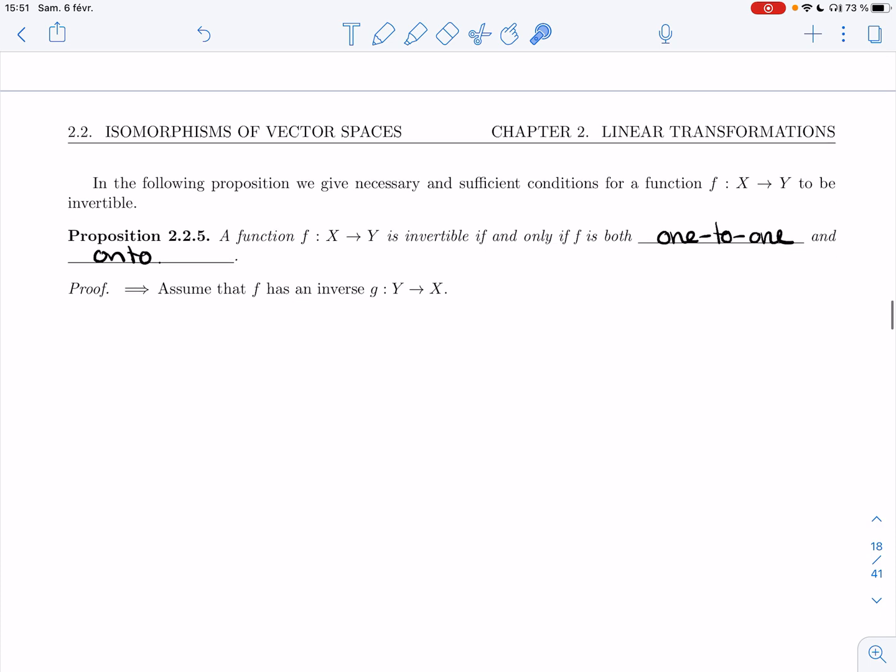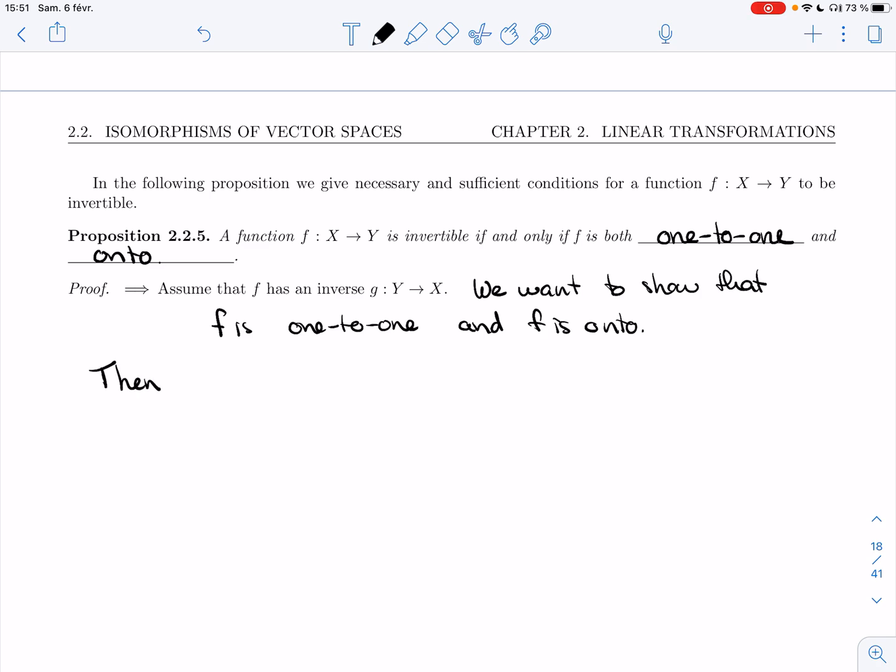All right, so let's prove this. Assume that f has an inverse g. I want to prove f is 1 to 1 and f is onto. Let me say this proposition has nothing to do with linear transformations. This is something about functions and sets. We don't need a vector space to state this. We'll have criteria that are specific to vector spaces involving the kernel, but for now, okay.